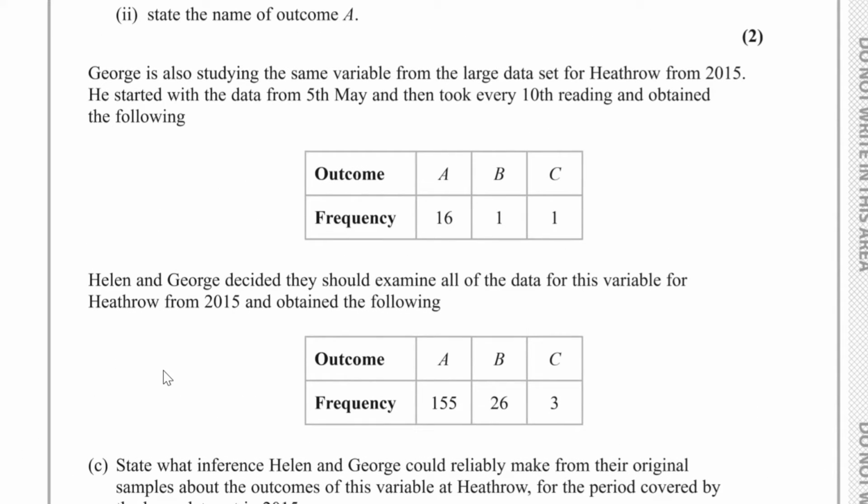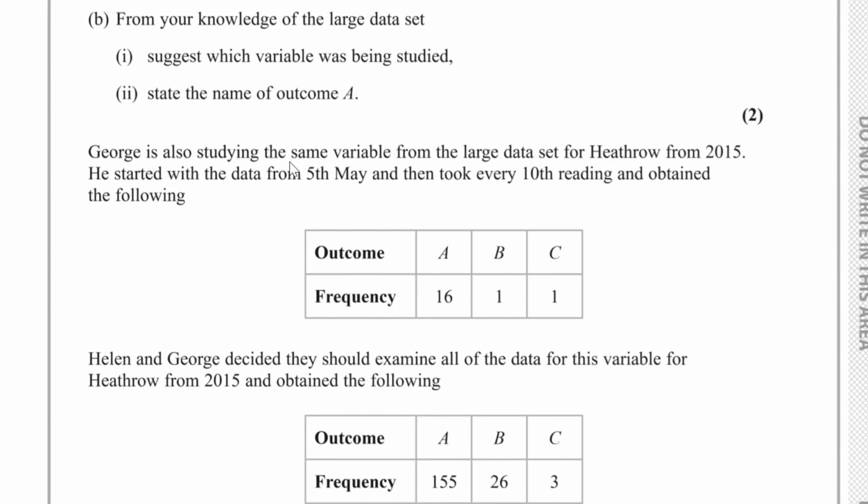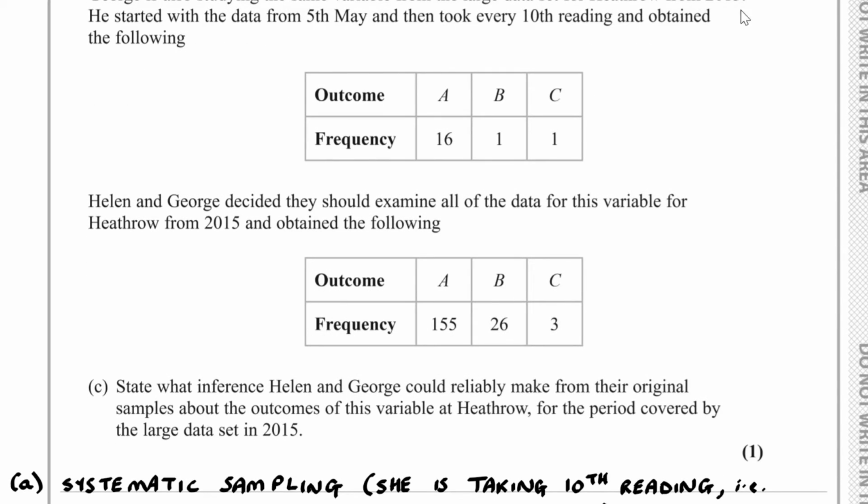Now for the next part of the question. George is also studying the same variable from the large dataset for Heathrow from 2015. He started with the data from the 5th of May and then took every 10th reading and obtained the following. Helen and George decided to examine all of the data, and that's quite important, examining all the data. And they got the following results.